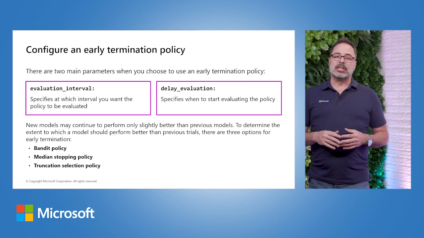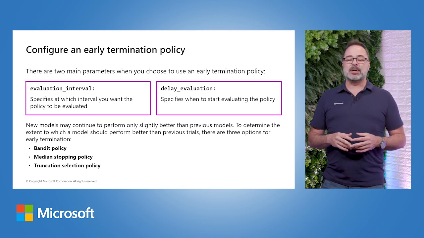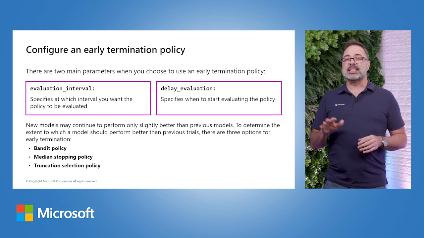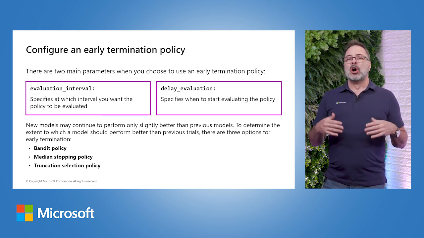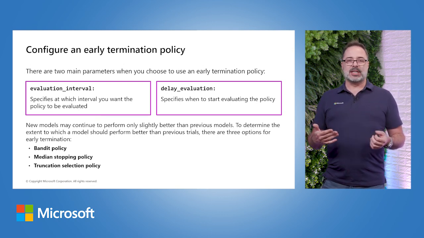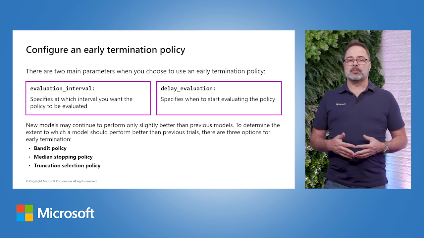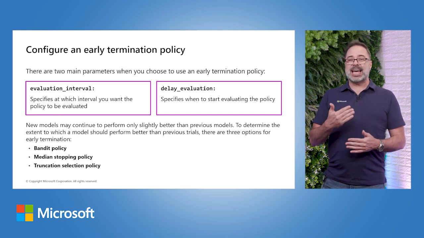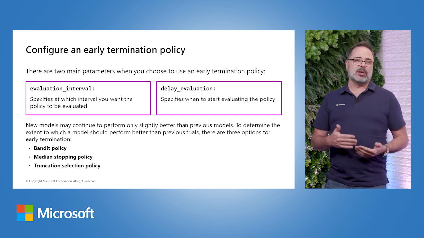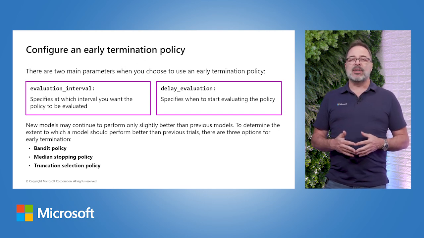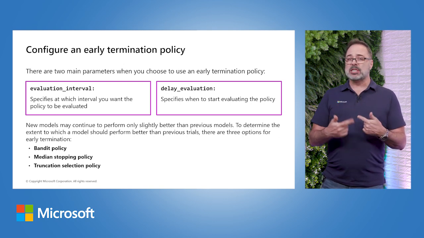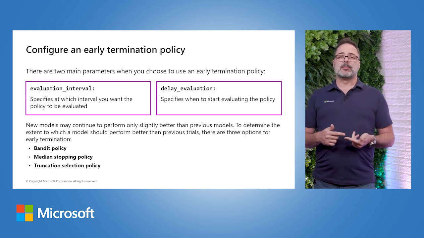When we configure an early termination policy, we need to specify which policy type we're using, as well as the settings for that policy. All of the early termination policies have two main parameters that we need to set. The first parameter is to configure the evaluation interval, which specifies how often we'll evaluate the policy. So for example, an evaluation interval set to 1 means that we'll evaluate this policy on every single trial.